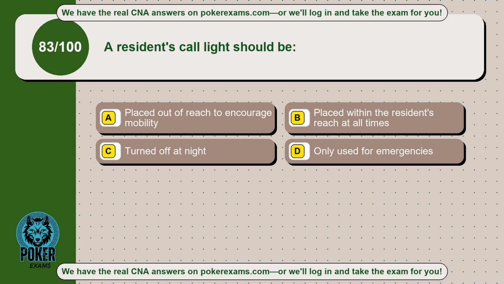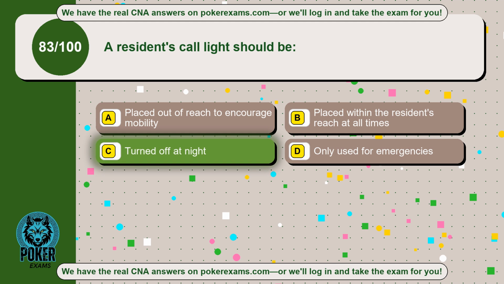Question 83. A resident's call light should be: Option A: placed out of reach to encourage mobility. Option B: placed within the resident's reach at all times. Option C: turned off at night. Option D: only used for emergencies.